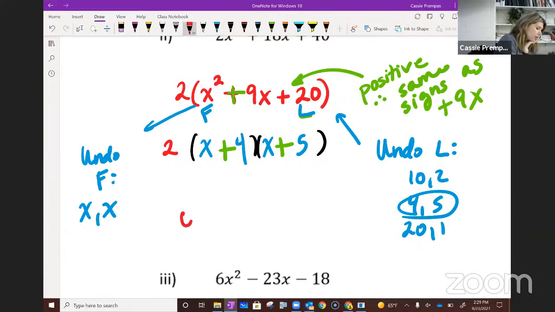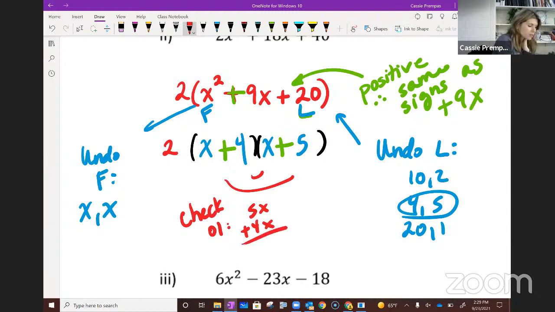Yep, you check the OI. You do the outside and the inside. So outside is 5x, inside is 4x. What's 5x plus 4x? 9x. Is that what I want? Yep, that's the OI. You check the outside and the inside to see, does it add up to the middle term? So I need it to add up to 9x. And since 5x and 4x add up to be 9x, I know that it worked.